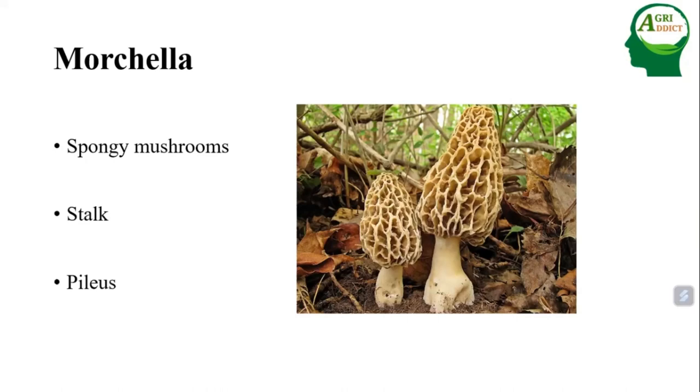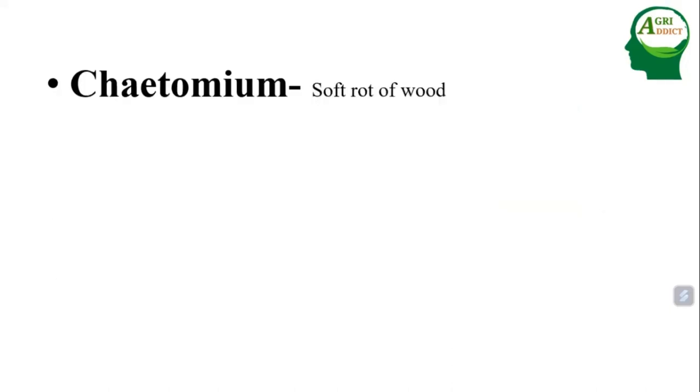So these spongy mushrooms, as you can observe in the picture, this region is the stalk or the stipe, and this region is the phyllus. They mainly grow in manure and humus-rich soils. Whereas Chaetomium causes the disease soft rot of wool.